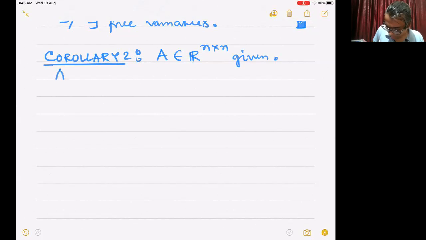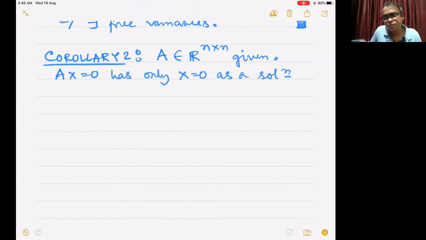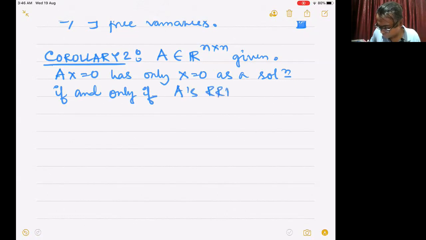Then Ax equal to 0 has only x equal to 0 as a solution. Only x equal to 0. x equal to 0, of course, is a solution, but suppose this is the only solution. There is no other solution. This is true if and only if A's row reduced echelon form is identity. Once again, the proof is very simple.